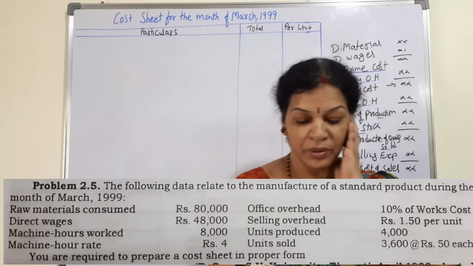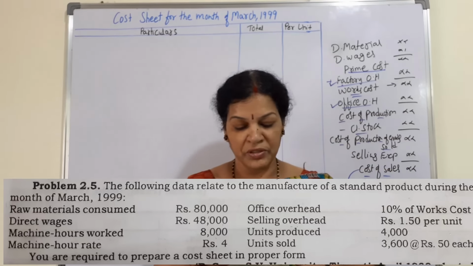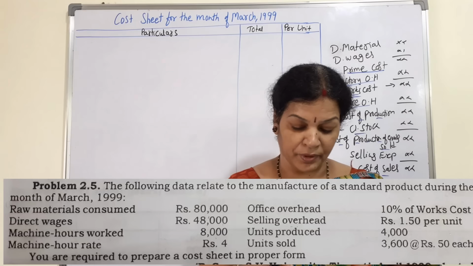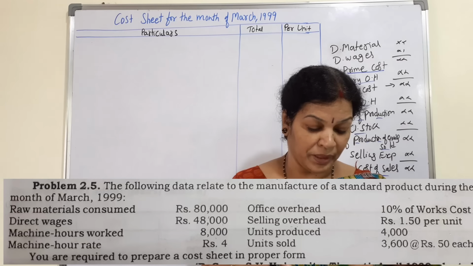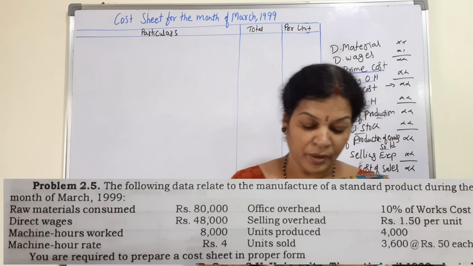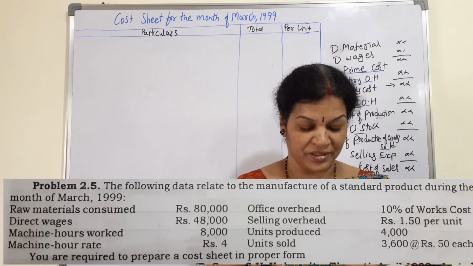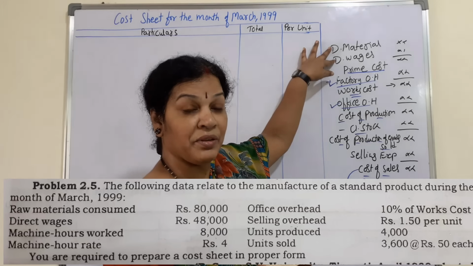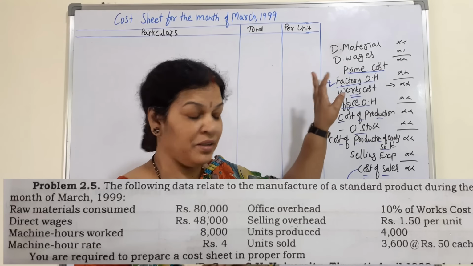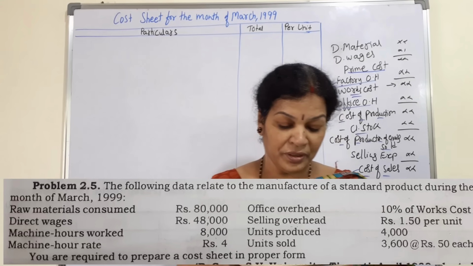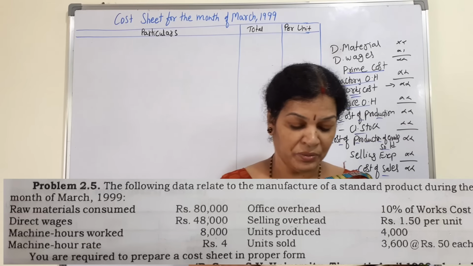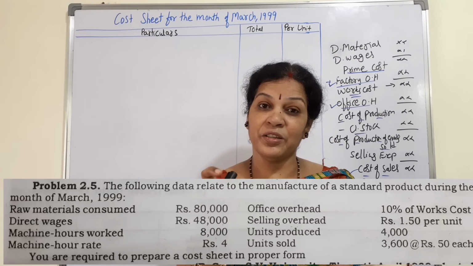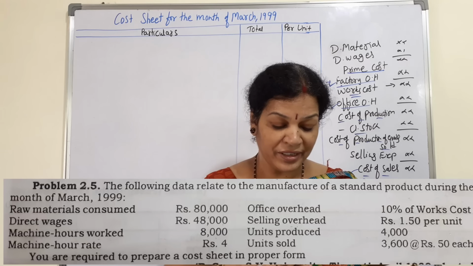First let me read this problem, then after that we can work it out. The problem is here: the following data relate to the manufacture of a standard product during the month of March 1999. Raw material consumed and direct wages, these two are main and are given. If we add these two, you will get prime cost, okay. Then machine hours worked and machine hour rate; this is related to the factory expenses. So factory expenses are given.